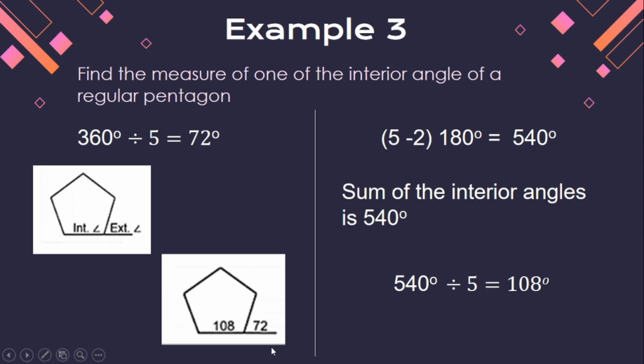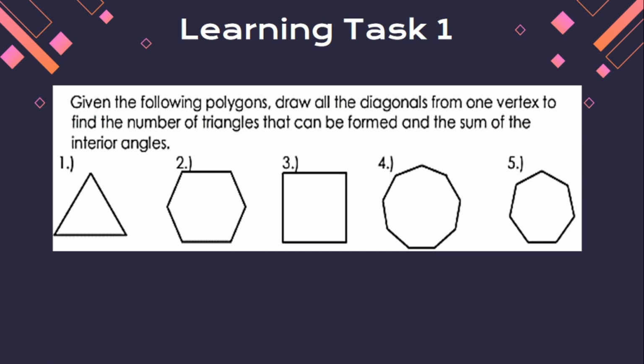So, tama, no? Pareho lang yung naging sagot natin. So, we have two ways on how to get it. So, first is by means of the sum of the exterior angles, and second is by means of the sum of the interior angles. So, let's try to do this learning task. So, sabi dito, given the following polygons daw, let's try to draw all the diagonals from one vertex to find the number of triangles that can be formed and the sum of the interior angles. So, gagawin natin is yung ginawa natin nung kanina sa interior angles. Again, we need to draw all the diagonals from one of the vertices lang, isa lang. And then we need to find the number of triangles, then we can now find the sum of the interior angles. So, let's have number 1.